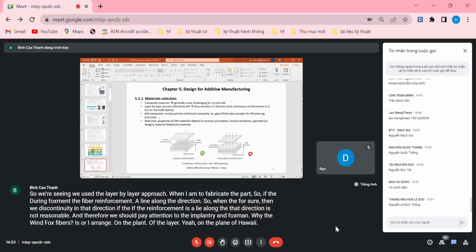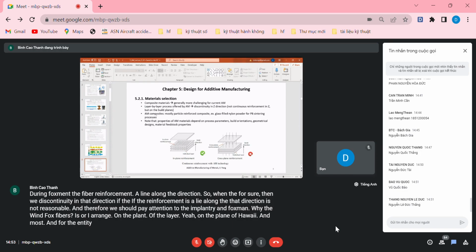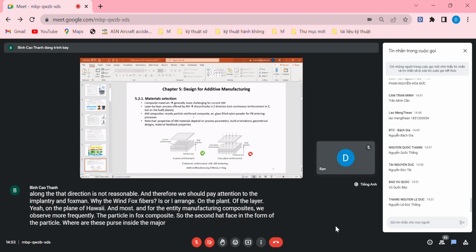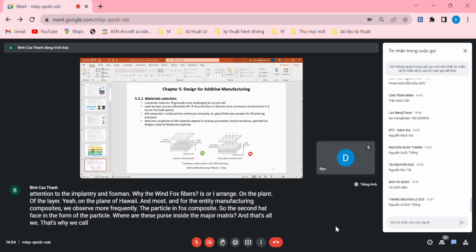And for additive manufacturing composites, we observe more frequently the particle reinforced composite. So the second hard phase in the form of particles is well dispersed inside the metal matrix, and that's why we call it metal matrix composite. For example, the glass filled nylon powders for the sintering process.